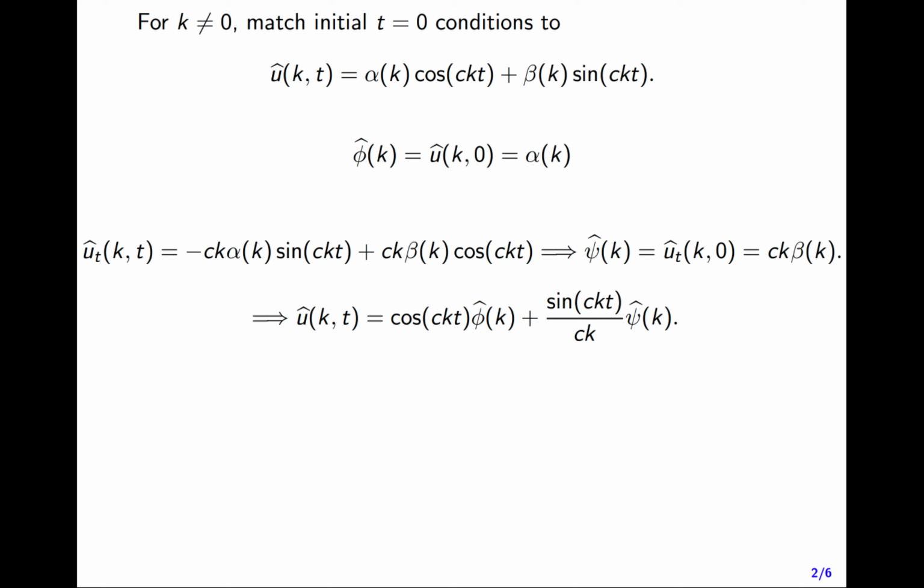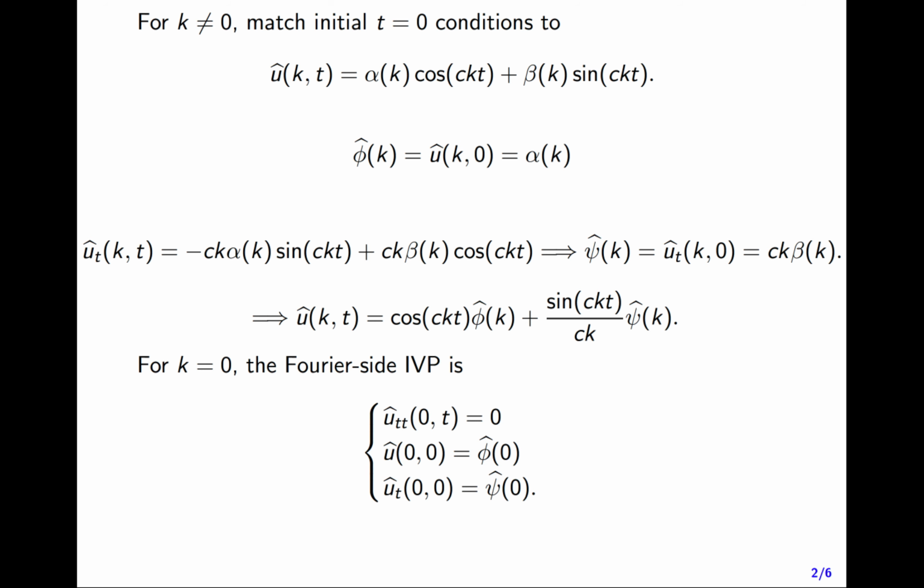And so it seems like on the Fourier side, I'm done, at least for k not equal to 0. I've written u hat(k,t) entirely in terms of things that I know, the wave speed c, and the transforms of the initial data phi and psi. Let's look at the k equals 0 case for a moment. In this case, going back to the previous slide, the initial value problem that I get for the Fourier transform is u hat_tt(0,t) equals 0, u hat(0,0) equals phi hat(0), u hat_t(0,0) equals psi hat(0).